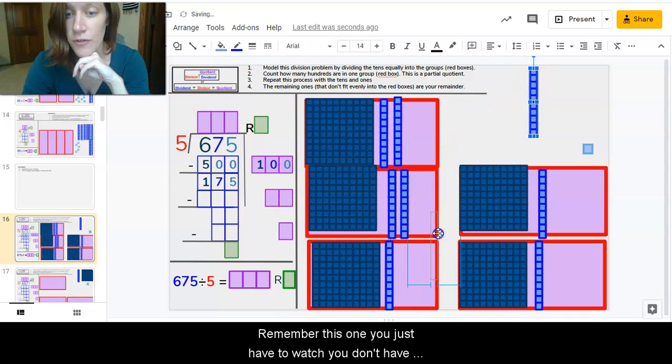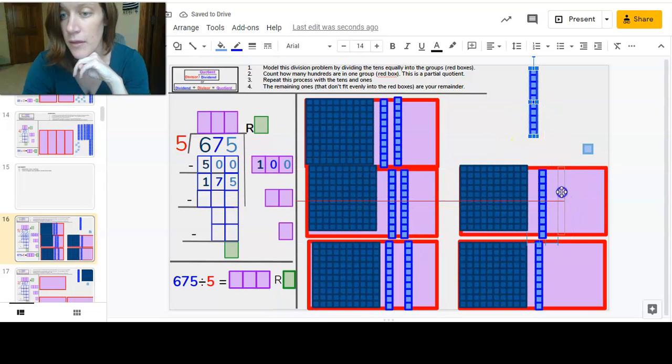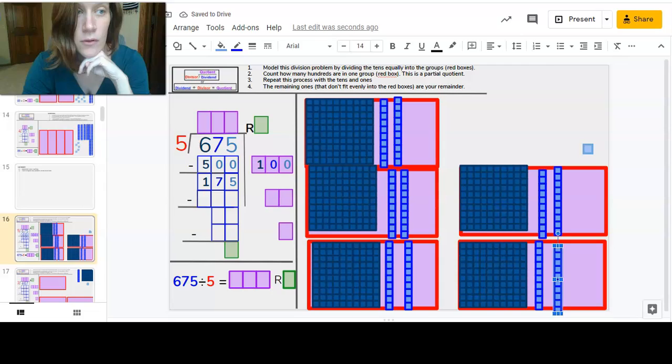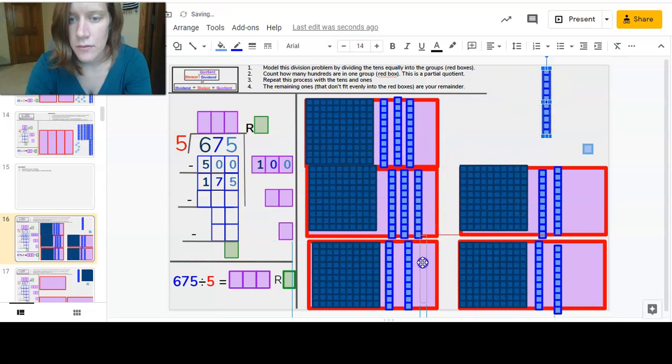Remember, this one you just have to watch. You don't have to do this one. You're going to do another one like this with a different problem right after. So, okay, I'm going to keep dragging the rest of my tens.